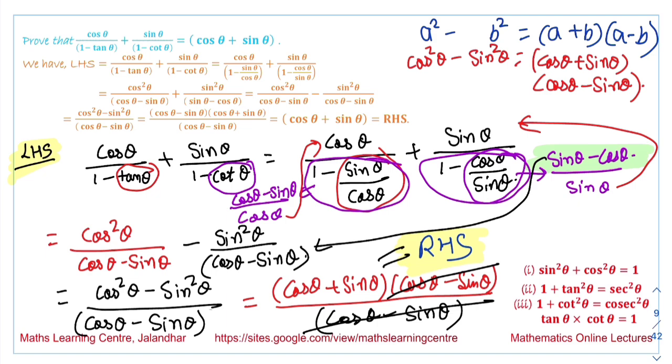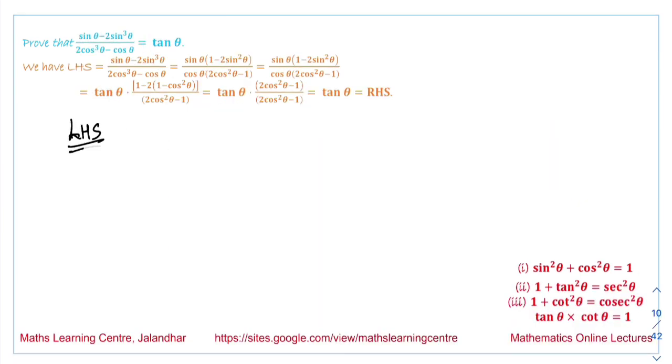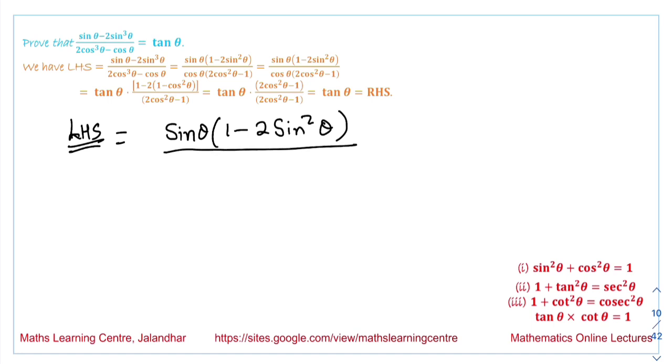Now in this next question, it is LHS we are talking about. From the LHS, from the numerator part we are taking sin theta common and we are left with 1 minus 2 sin square theta. In the denominator we have taken cos theta common and what we are left with is 2 cos square theta minus 1. This is the LHS part we are talking about.